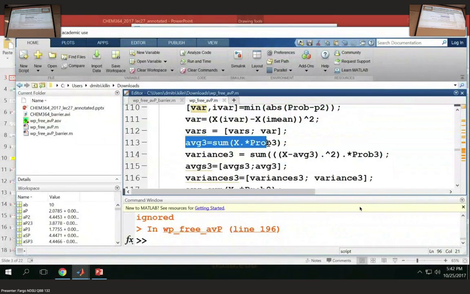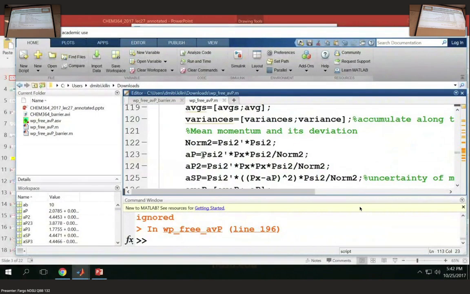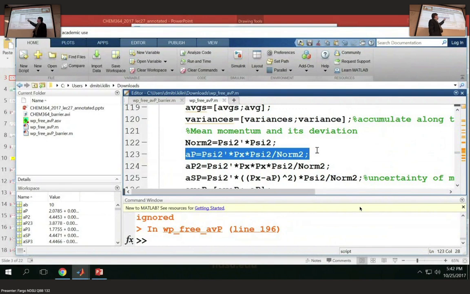So this one is the expectation value of position. And this one is the expectation value of momentum, which is the wave function conjugate, operator, wave function not conjugate, right? As we defined in class.